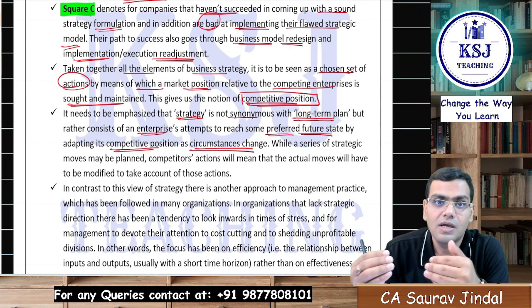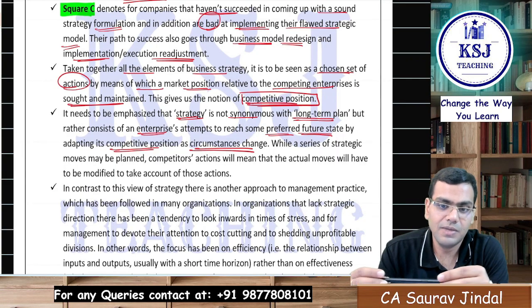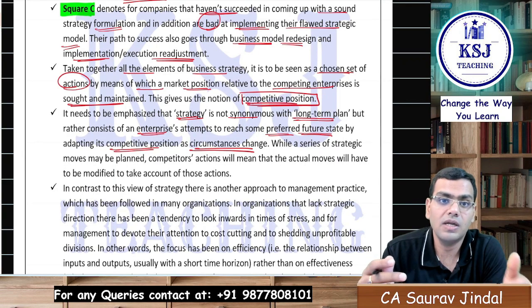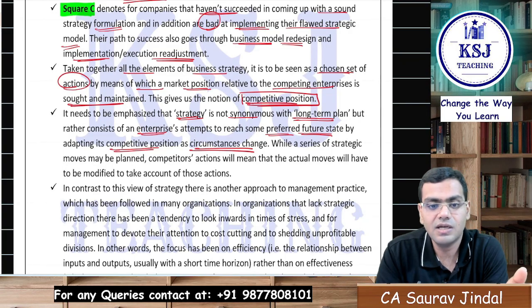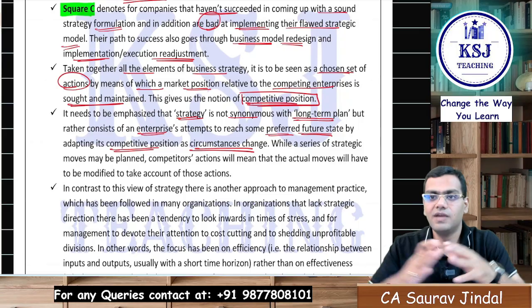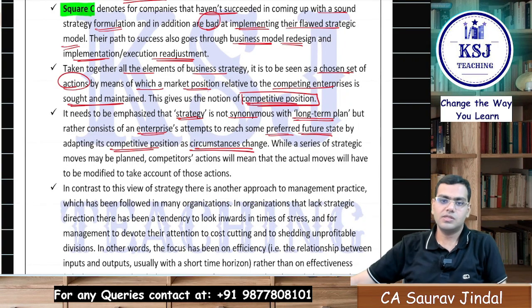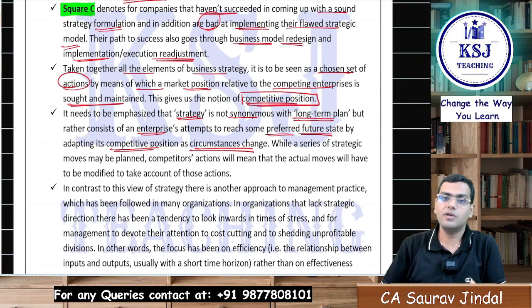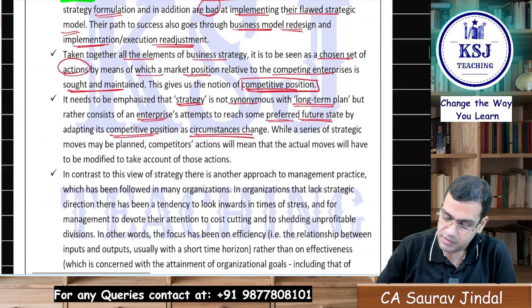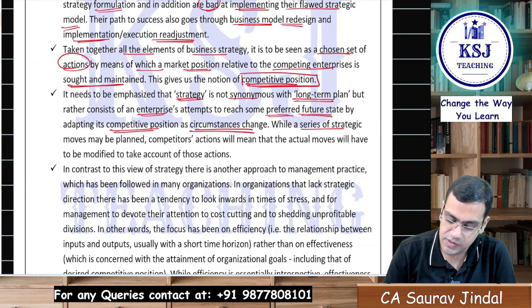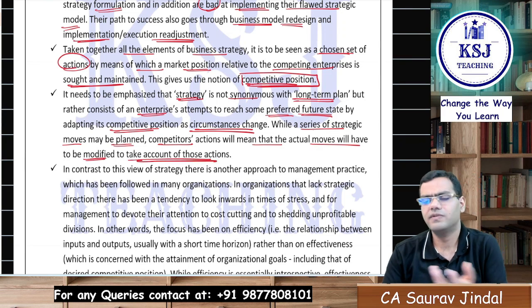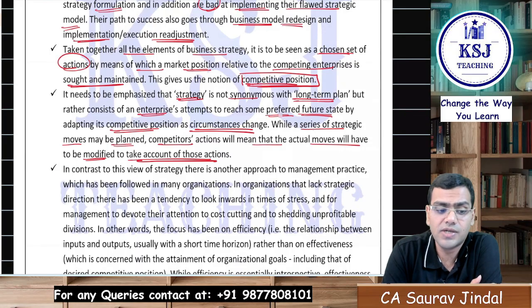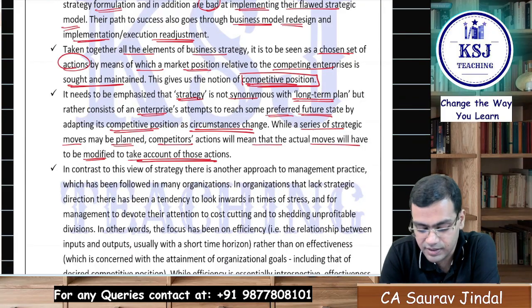But strategies, because the business environment is dynamic, the strategies need to be broken down into smaller parts so that whenever there are changes, you can change it. Because if you make a very long-term plan and in the long term the situations change, then it will be difficult for you to change, right? While a series of strategic moves may be planned, competitors' action will mean that the actual moves will have to be modified to take the account of those actions, obviously. Right? Once you have prepared a strategy, you will need to keep on changing the strategy as per the competitors' actions also, or as per the environment actions also, right?